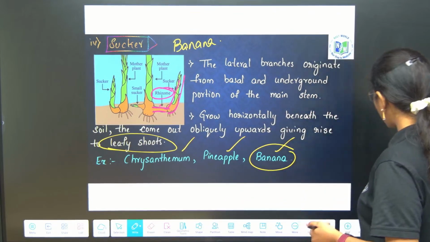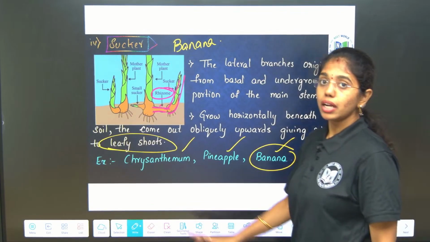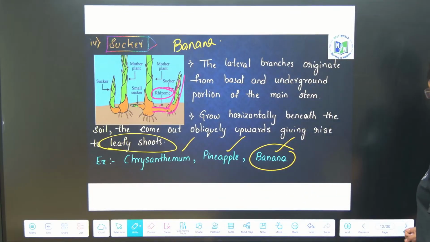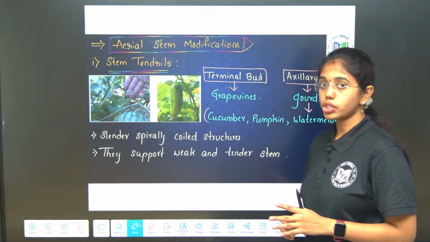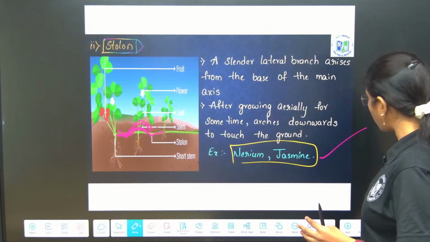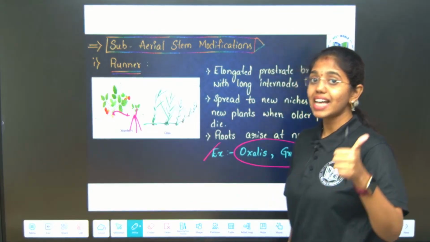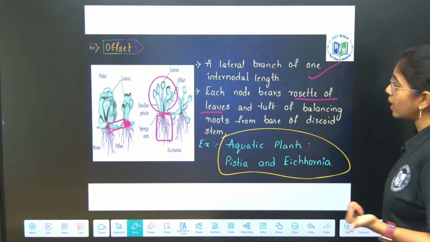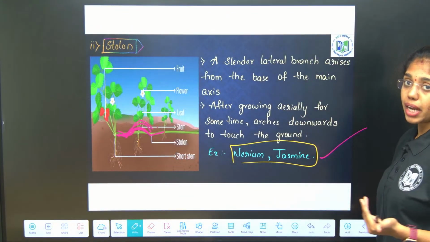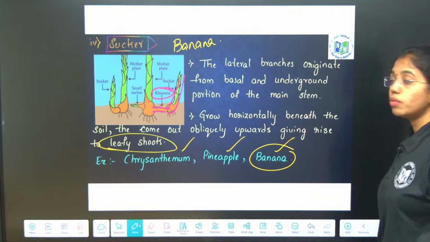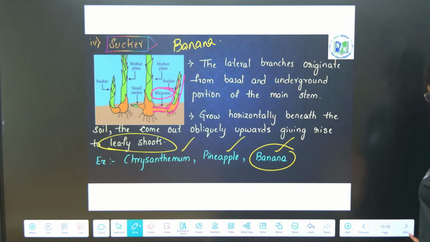Clear, right? So what are the examples of stolon? Nerium and Jasmine. What are the examples of sucker? Chrysanthemum, pineapple and banana. These are the subaerial stem modifications. I hope they are clear to you. What have we learned? Four types of subaerial stem modifications. First is runner: oxalis and grasses. Second is offset: Pistia and Eichhornia. Next is stolon: Jasmine and Nerium, and last is sucker: chrysanthemum, pineapple and banana. Remember all four examples.